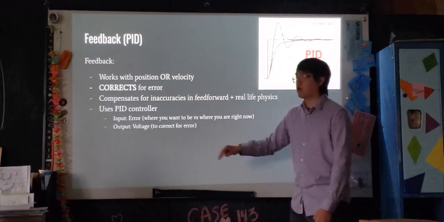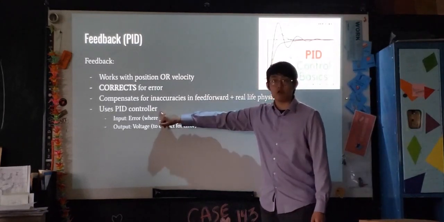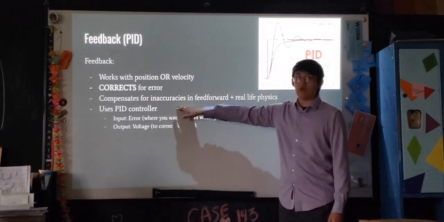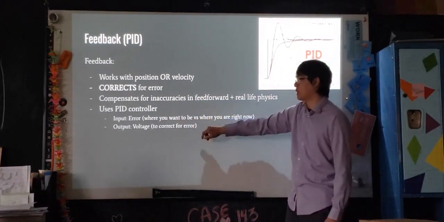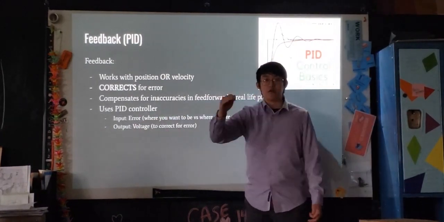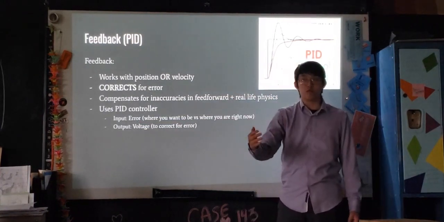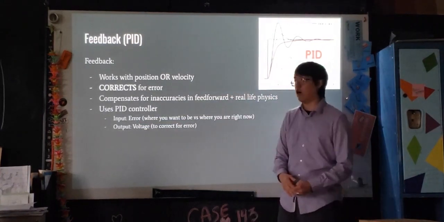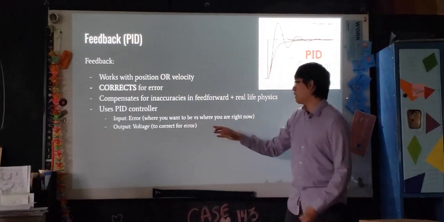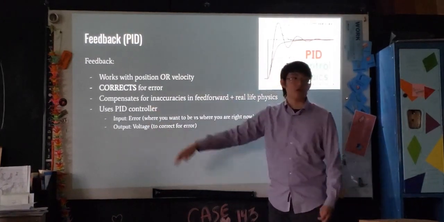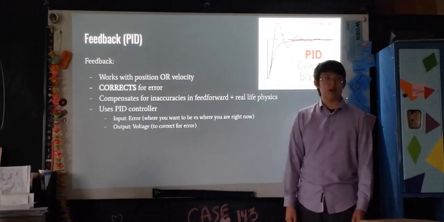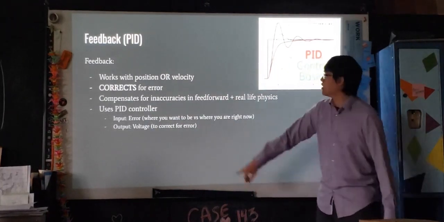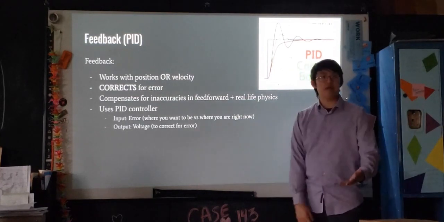And the big part of PID is a PID controller. This controller takes an input and will spit out an output. This input is the error, again, the difference of where you want to be and where you actually are. So the input to the PID controller is error. The output is the voltage to correct for error. And this voltage can be positive or negative.